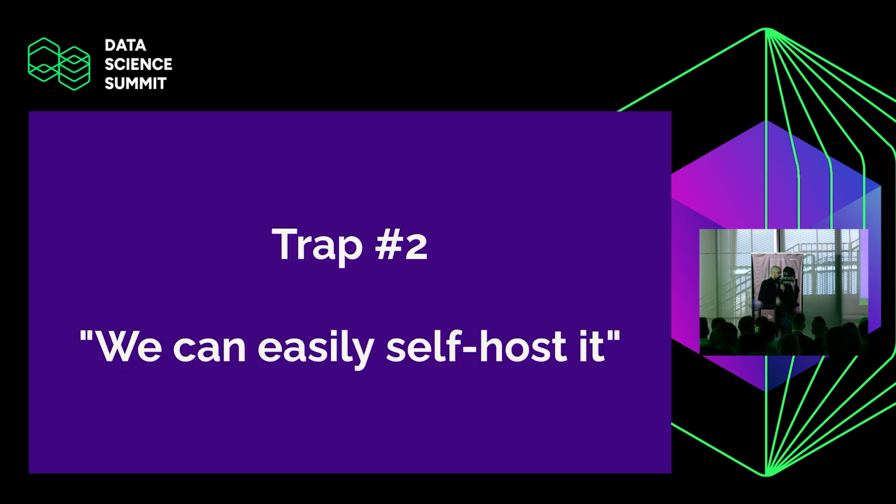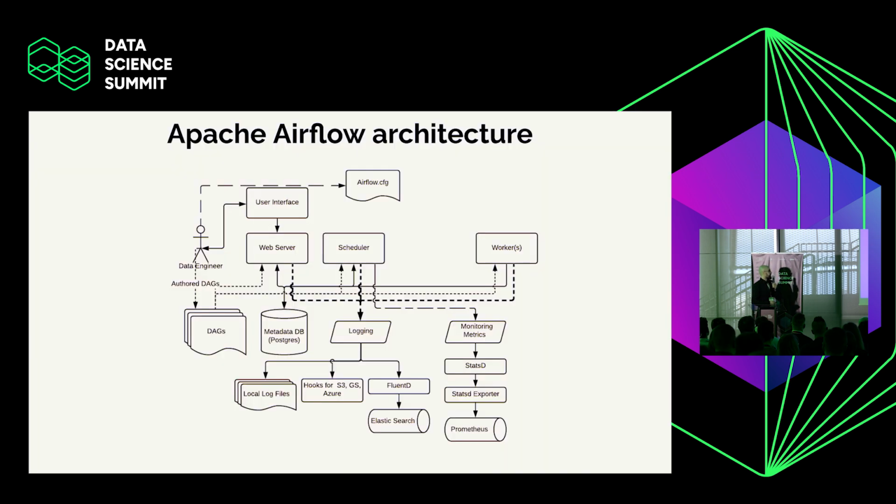So trap number 2 is that we can easily self-host it. So let's see how easily we can self-host, for example, a typical Airflow. This is the architecture diagram. This doesn't look that complicated, right? We have some web server. We do know how to host web servers. We have a scheduler, okay, some workers, some external storage, some database, some logging setup, some logs gathering, some monitoring metrics. Oh, and also some user interface that we have to connect, or also some config.